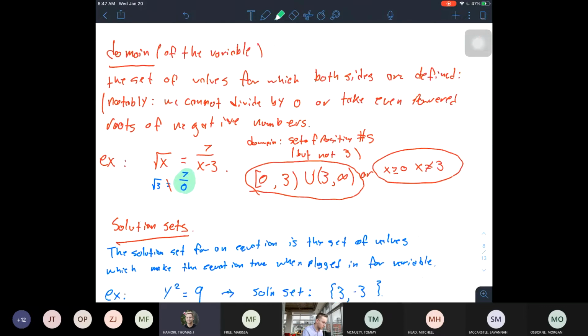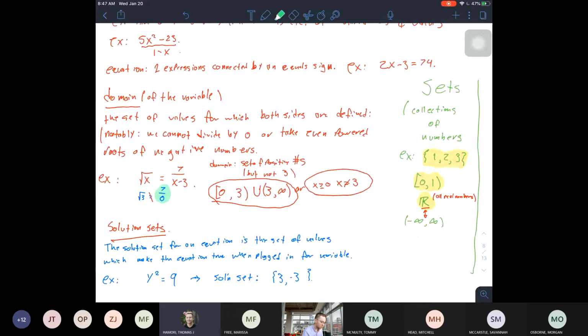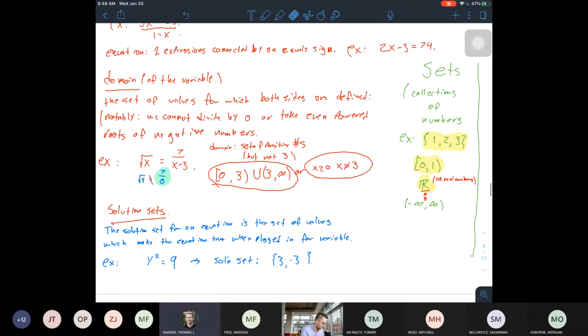So the domain is just going to be the set of values which we can plug into x and get something which is defined on both sides. Have I explained that in enough detail? Got it. Okay, fantastic.